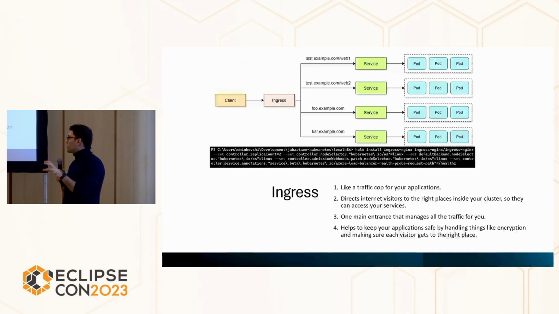Okay, so it's like one central thing that makes sure that your applications are safe. It handles the encryption for you, and it makes sure that each visitor gets to the right place. That's basically why you need an ingress.